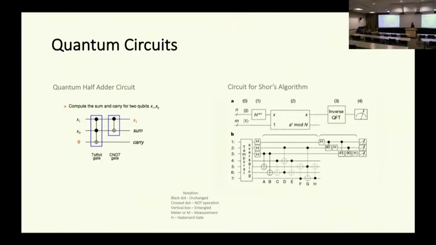Here's a much more complicated circuit, which is a circuit for Shor's algorithm. It's got Hadamard gates, a whole bunch of them. And there's some 90, 45, 90. Now, these are actually rotations, certain operations that rotate spin, for example. And there are measurements, which show up as a meter, which is pretty cool.